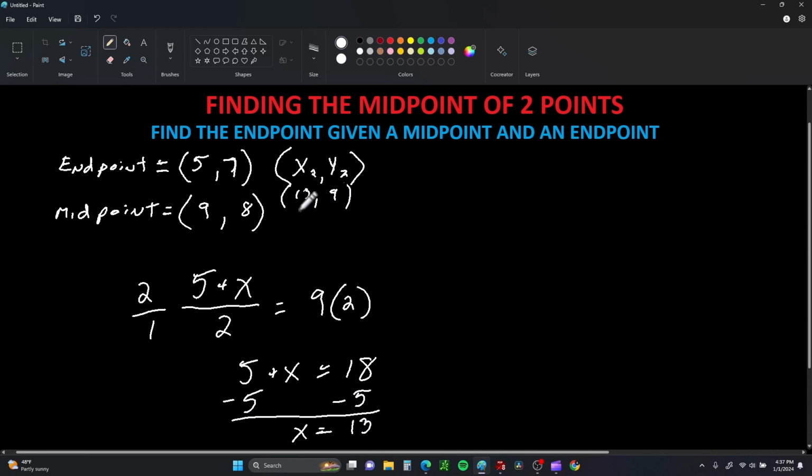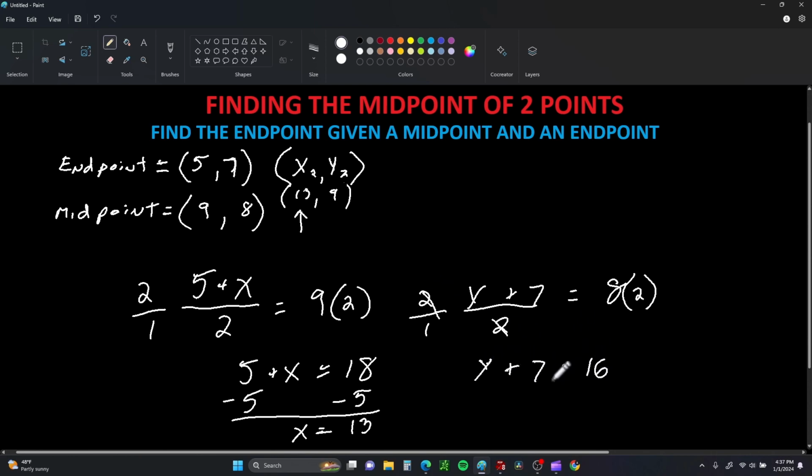Well, this here is verified, that is 13. So for the second one, I knew that adding the y's together, which was y plus 7, yielded an 8 for the midpoint. This is divided by 2. So if I multiply both sides by 2, I would get y plus 7 equals 16. And then subtract 7 from both sides. And then I get y equals 9. And that confirms this.